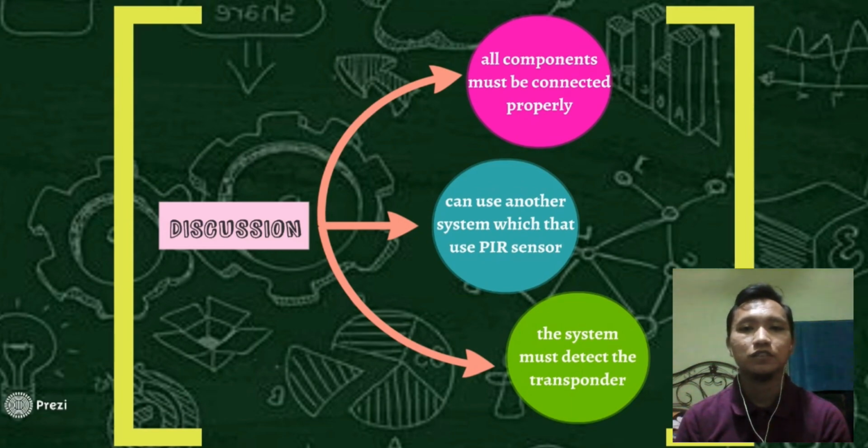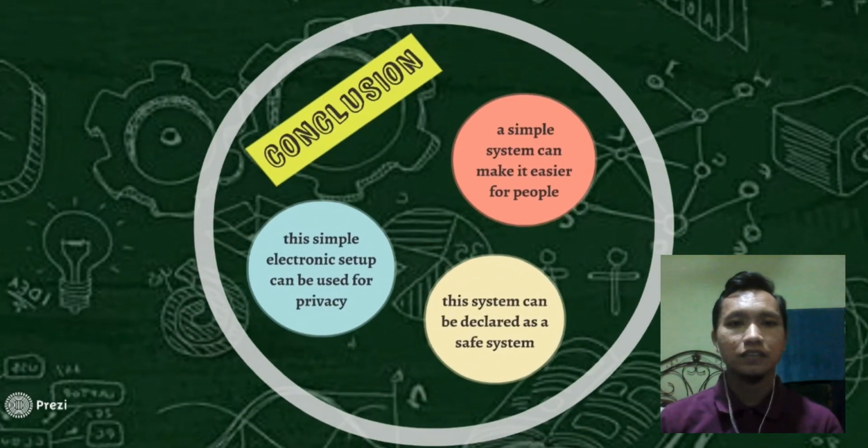The last important thing is that the system needs to detect the transponder. The system will grant access to the door by solving the passcode or getting closer to the sensor area. The opposite will happen if the reader does not detect the correct transponder within the distance that we have set. As a conclusion, the product that we have made is a very simple system that makes things easier for people, who just enter the correct password or just get closer to the sensor area.